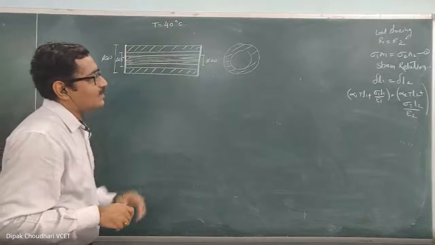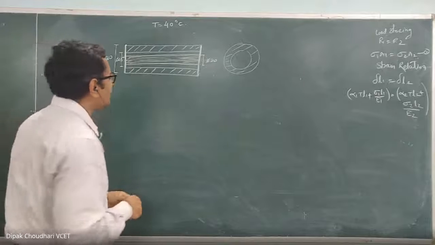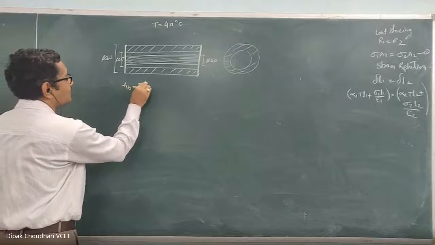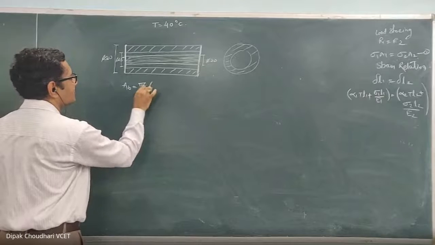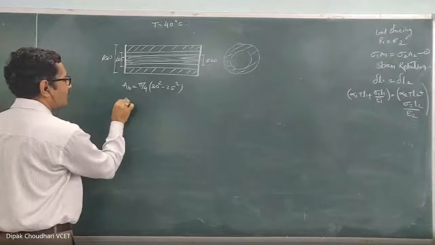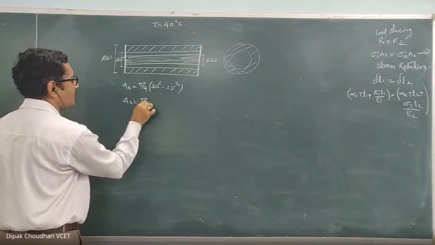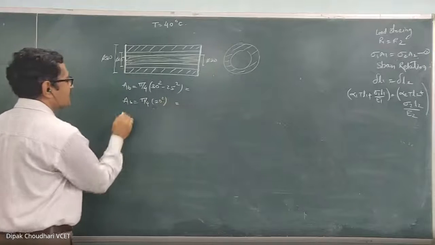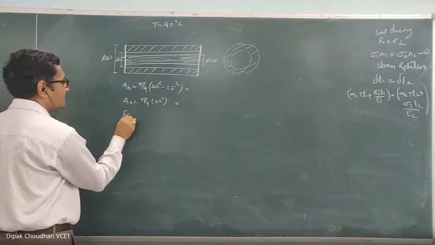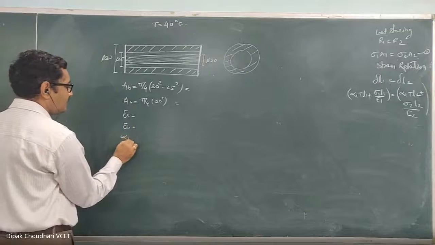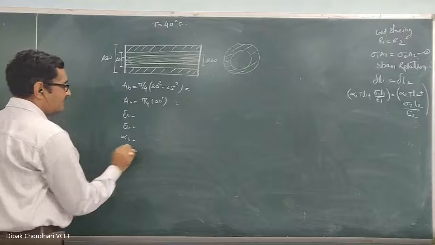The cross-sectional diameters and all these things are given. From this, you can calculate the area of the brass, which is equal to pi by 4 into 30 square minus 25 square. You can calculate the area of the steel, which is equal to pi by 4 into 20 square. Then modulus of elasticity for the steel, modulus of elasticity for the brass. Then alpha for the steel, alpha for the brass. Everything is given.